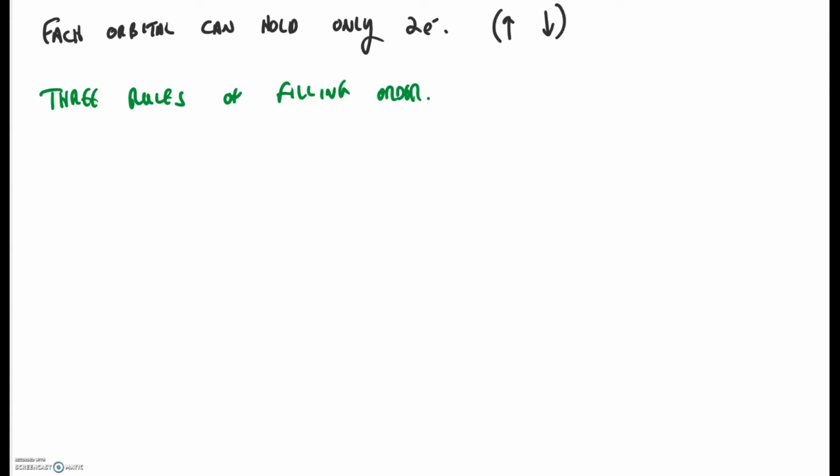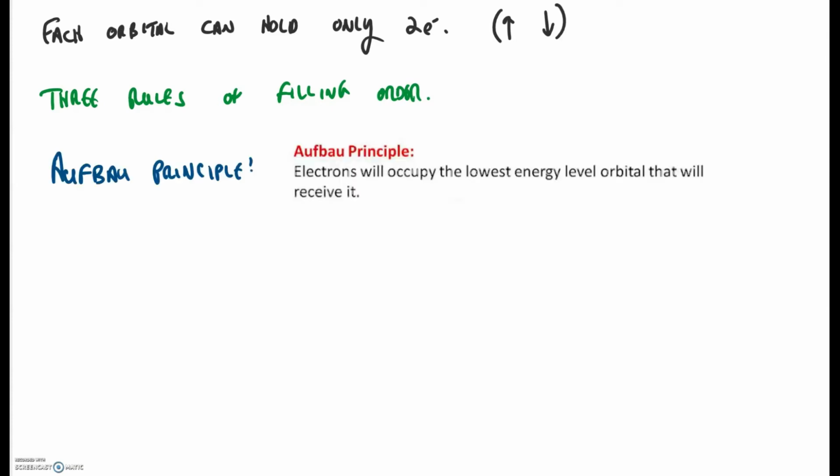And our first rule, the Aufbau principle, says that electrons will occupy the lowest energy level orbital that will receive it. So in other words, the lowest available orbital must fill first. Remember that we said that energy levels are like floors in a building. So this is saying that we have to fill the lowest floors first. Let's take a look at our next rule.